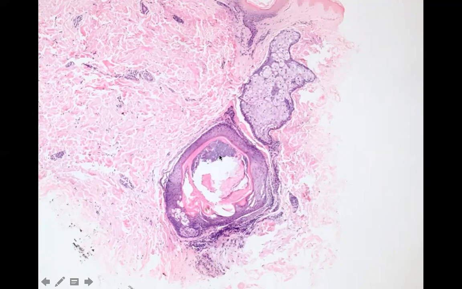And then should you rupture your comedone, either traumatically because you squeezed it, or just for whatever reason, if this ruptures, then you're going to get a very robust inflammatory response. At that point, it can become suppurative, but that's because your body's reacting to this foreign material that's normally supposed to be contained within this epithelium that opens to the outside, okay?